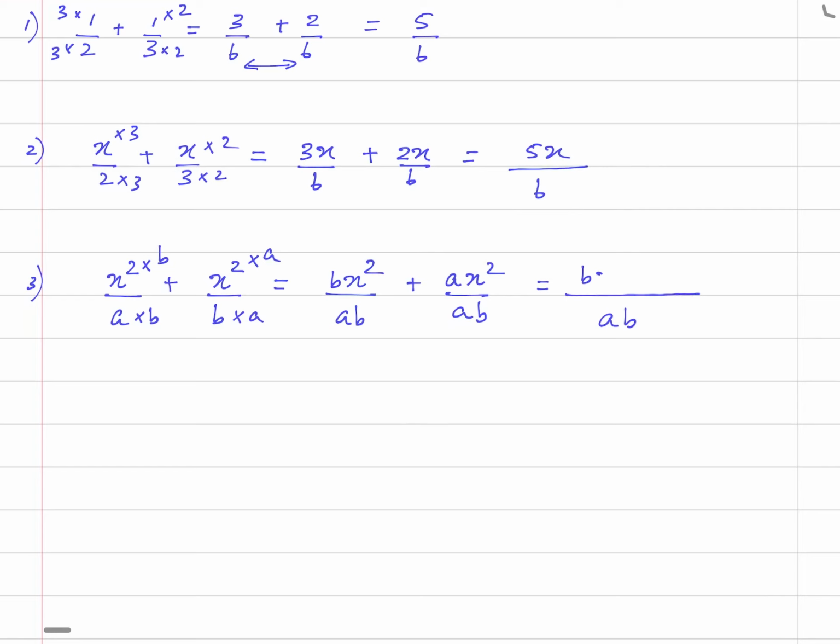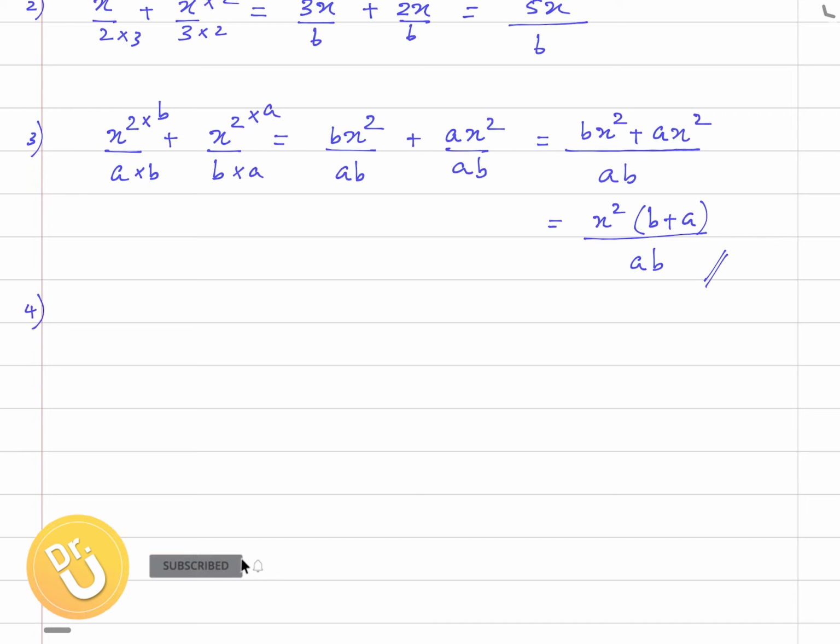Numerator we have bx squared plus ax squared. So now if you carefully go through the numerator, x squared is common, so you can take x squared out. Once you take x squared out, you will have (b plus a)/ab, and that would be the answer to that question.